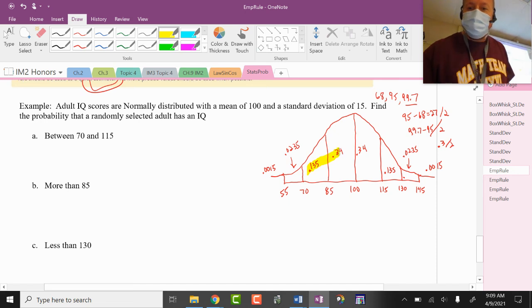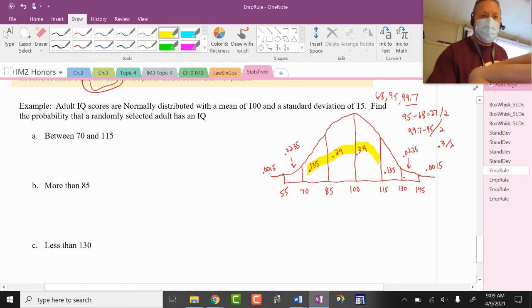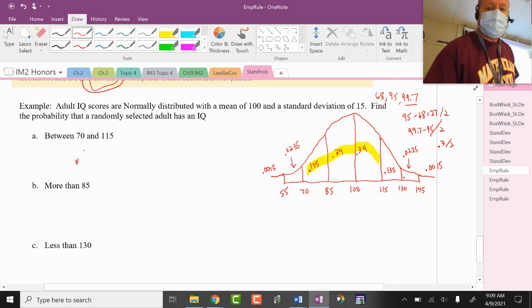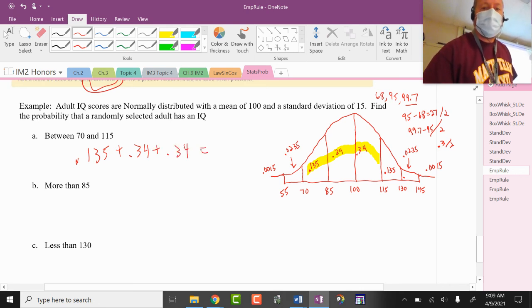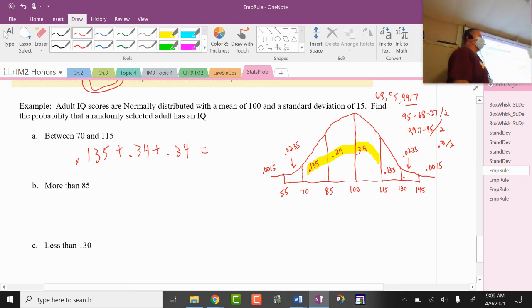70, love that, to 115. This is all you got to do. The percentage of that happening is 0.135 plus 0.34 plus 0.34. And you can do those calculations now. Now it's Mickey Mouse simple stuff.